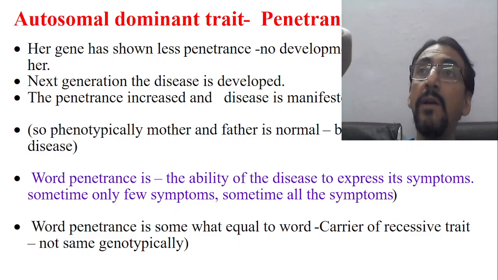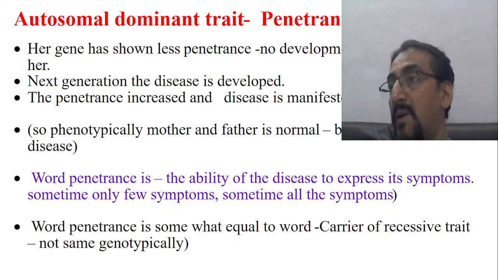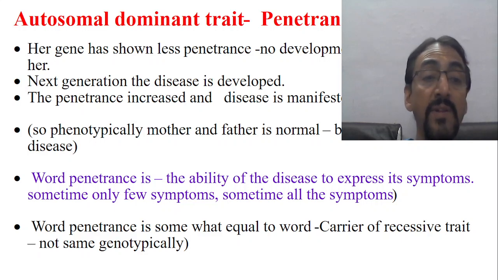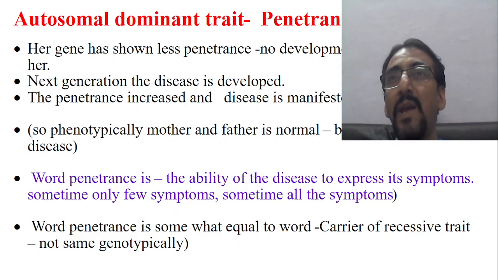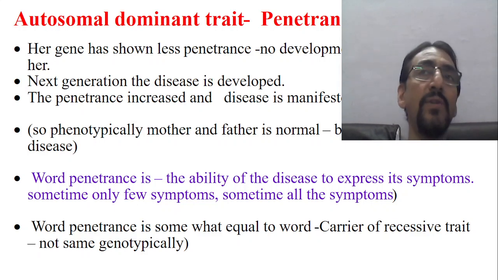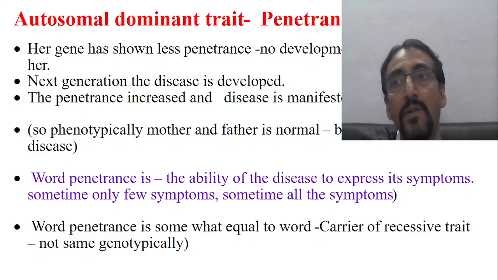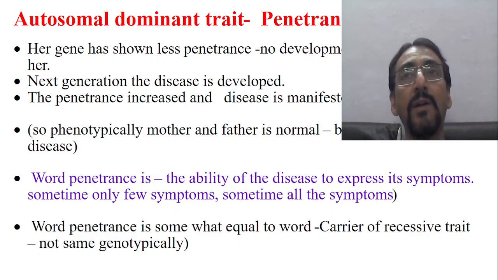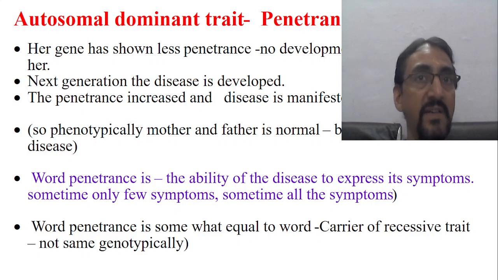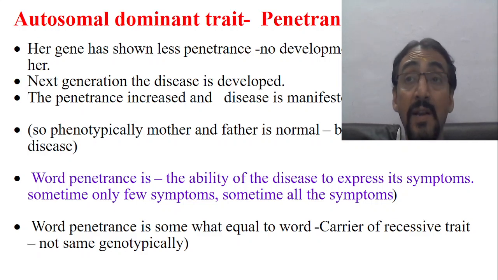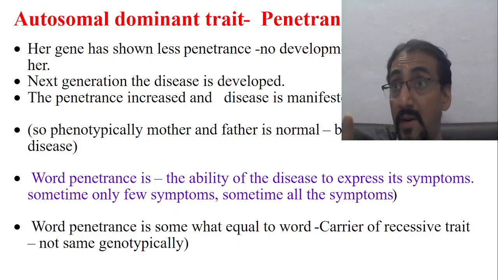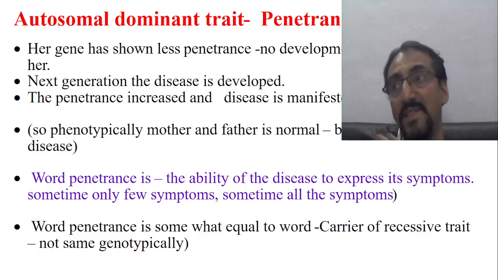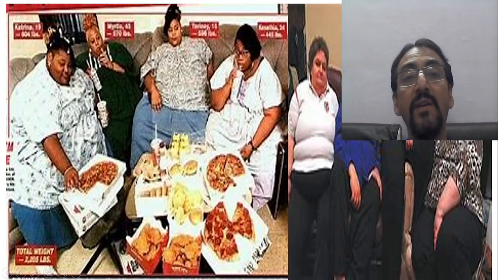So the mother had less penetrance, so there is no expression of the symptoms, but her kid has got more penetrance and therefore he expressed the symptoms. Sometimes the word penetrance is somewhat equal to the stage of carrier. In autosomal recessive and X-linked recessive disorders, we commonly use the word carrier. A carrier will not develop the disease, she only carries the mutant gene. Similarly, in autosomal dominant traits, we don't have the word carrier. A word which is almost similar to the carrier state is penetrance.